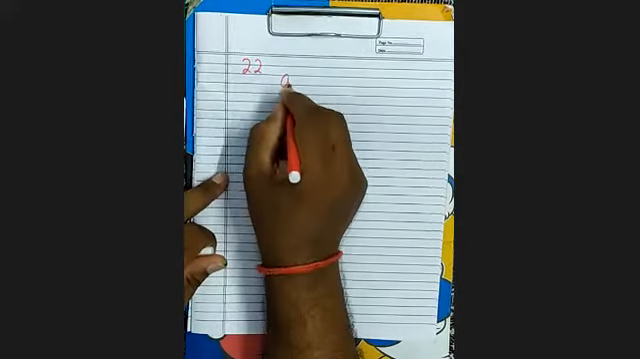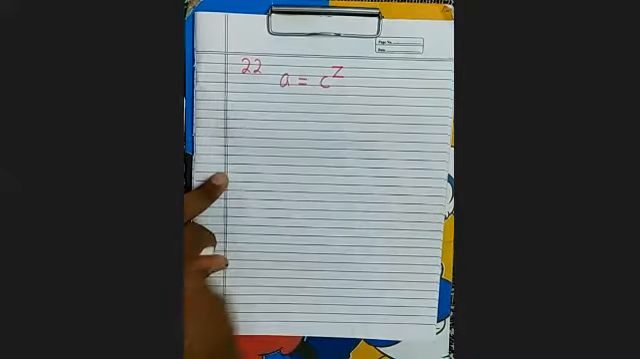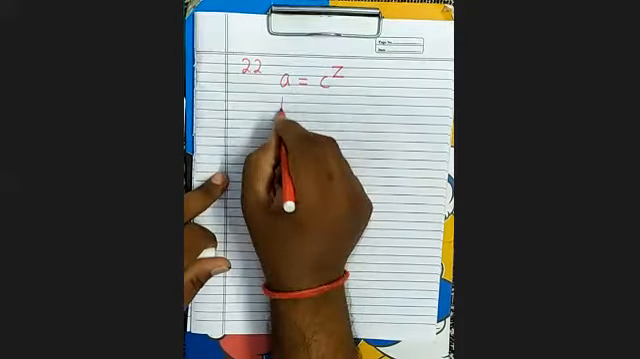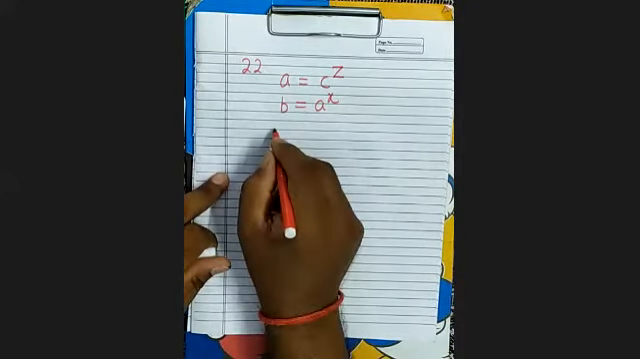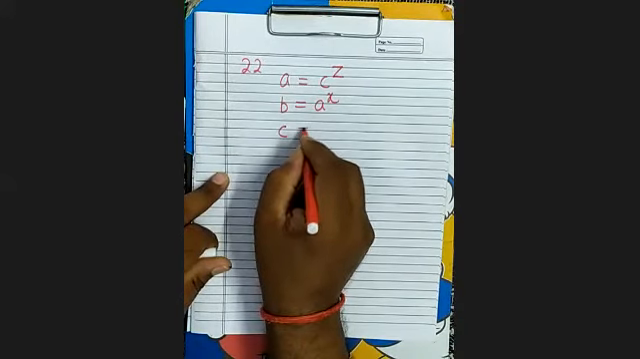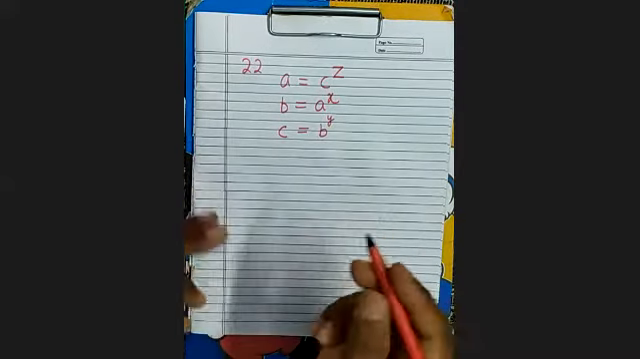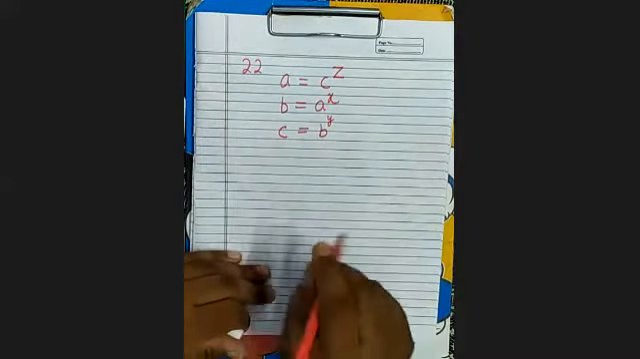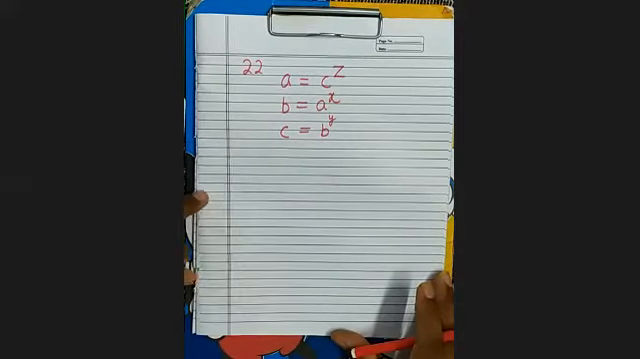A equals C to the power Z. B equals A to the power X. And C equals B to the power Y. This is given. You have to prove that XYZ equals 1.